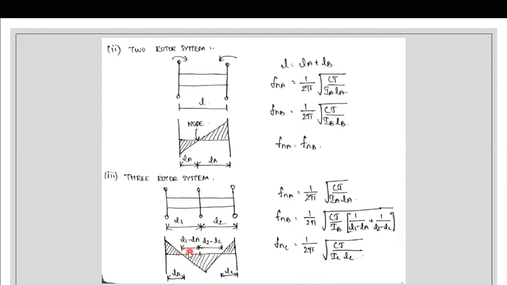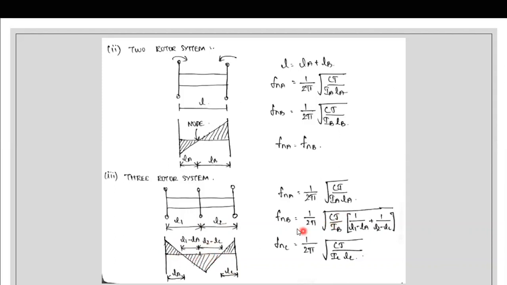If I want the distance here, I have to subtract LA from L1. The total distance is L1, and I need to subtract this portion, so L1 minus LA. Similarly, if I want the distance between these two points, I have to subtract LC from L2. The total distance is L2, and I subtract this particular distance LC, so L2 minus LC. This is the point where I want to determine the frequency.